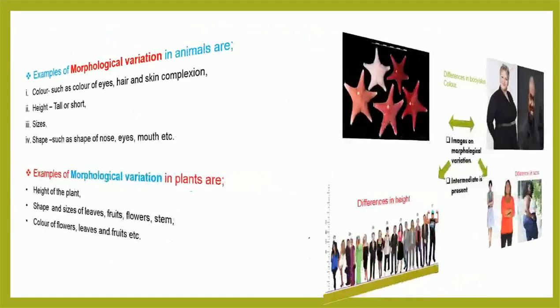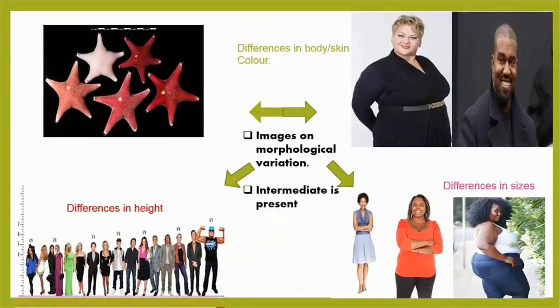So let's study these images further. Here we have different starfishes, but there's something that is different about them. Yes, color. One is white, others are wine, another red, some pink, and so these differences are observable just by looking at them, and so color is a morphological difference.